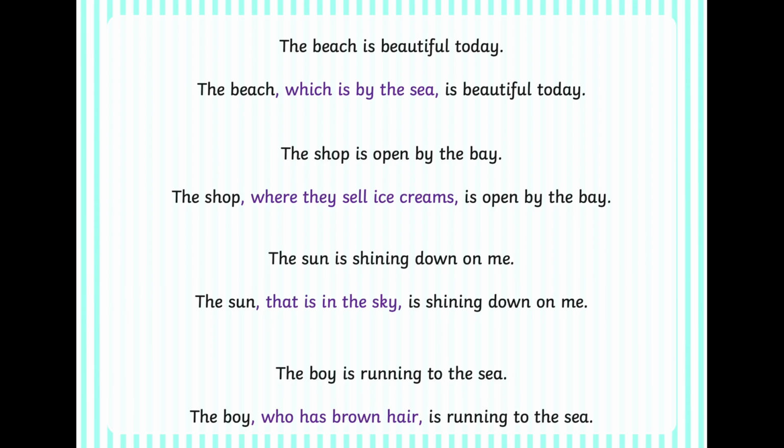Full stop. The purple bits are the relative clauses. They are adding more information to describe the noun. The beach is the noun, and which is by the sea is adding more information to describe the noun. Which is by the sea is the relative clause. Take a look at these three sentences, see if you can work out which part is the relative clause, what noun they are describing, and remember to check that they have the commas. Pause the video now to take a little look.